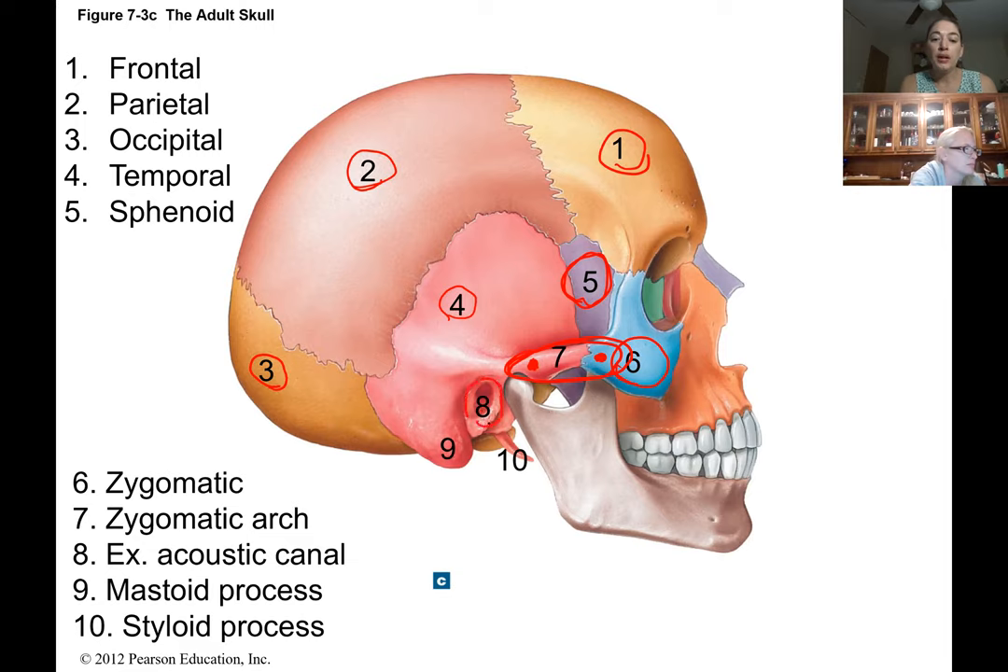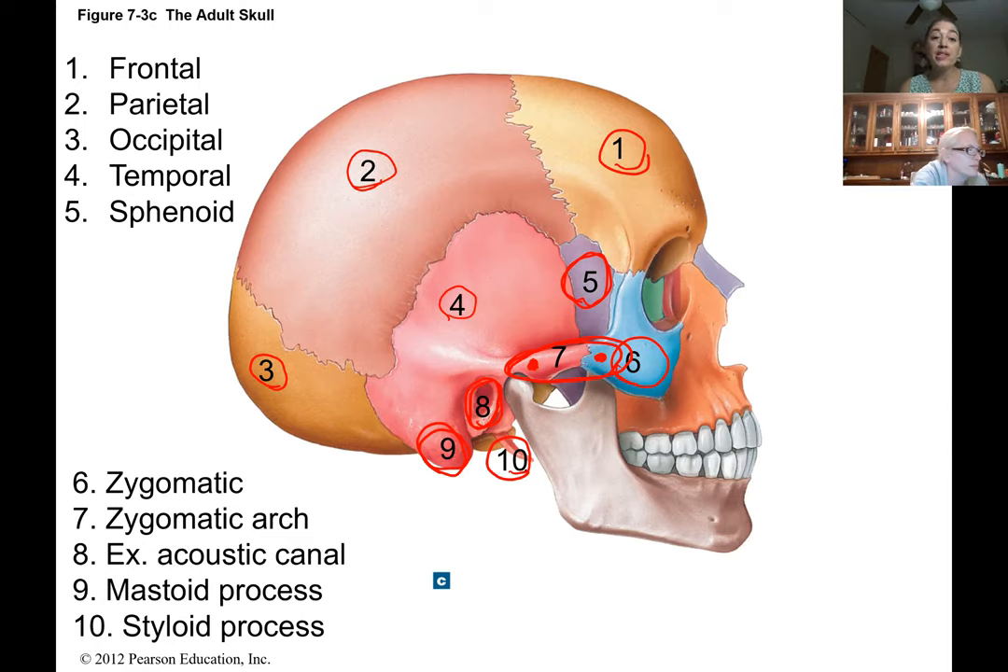This large hole right here, number 8, is your external acoustic meatus, which is basically where your ear canals are. Number 9, this big bump, is the mastoid process, and you can feel that. So if you go behind your ear and kind of feel down below that, kind of where your earlobe is, go right behind it, you'll feel a big bump. That is your mastoid process. And then last on this picture, number 10, that pointy structure is the styloid process.